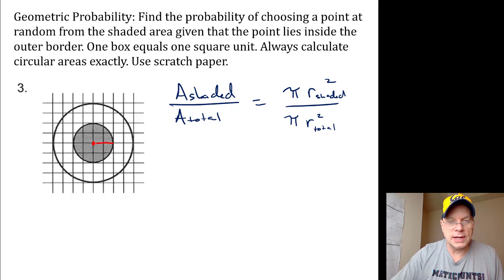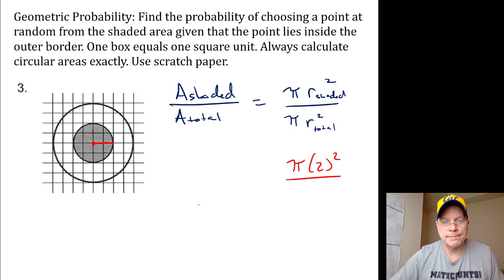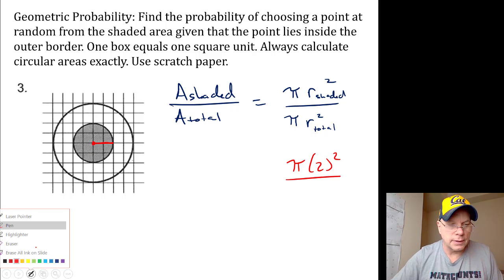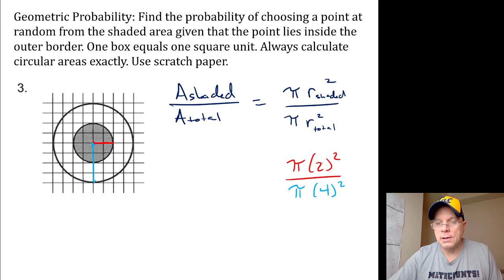The radius for the shaded circle is 2. So pi times 2 squared over, let me just show a radius, and that would be a bad idea. You get a different color. If I go from the center to the edge of the whole circle, that's 4. So pi times a radius of 4 squared. 2 squared is 4, so I've got 4 pi. 4 squared is 16. 4 pi over 16 pi.